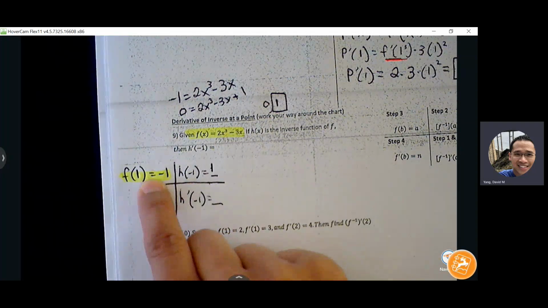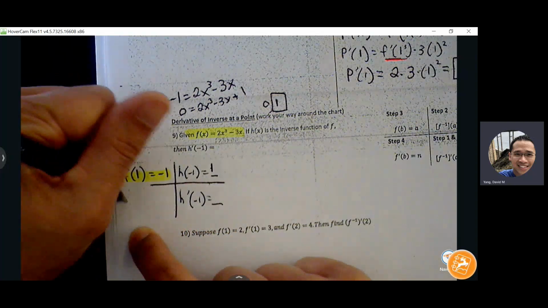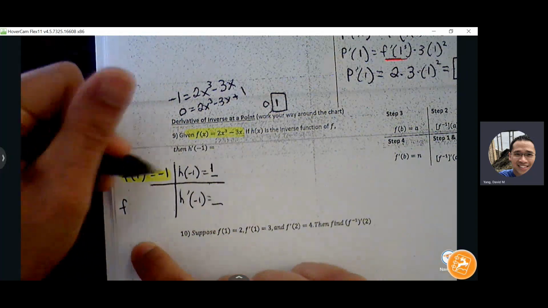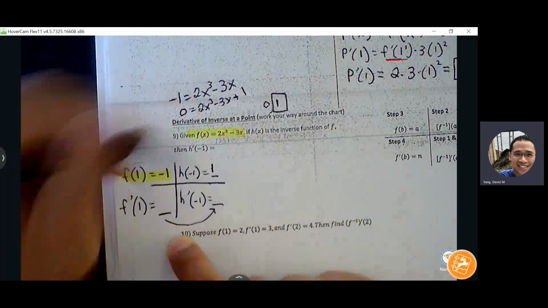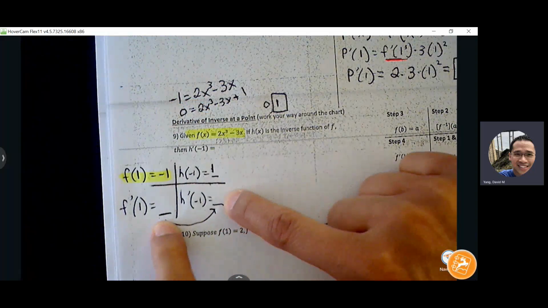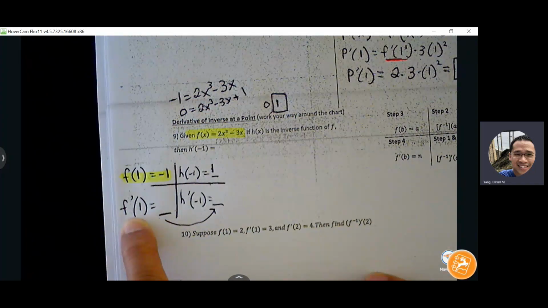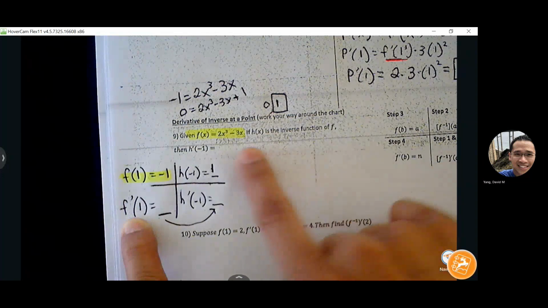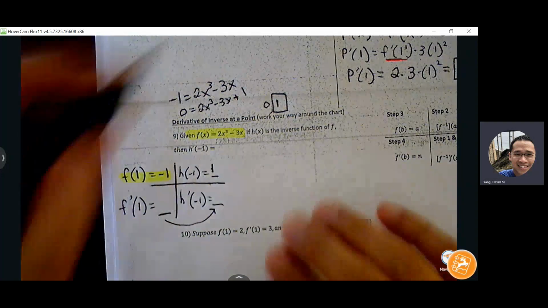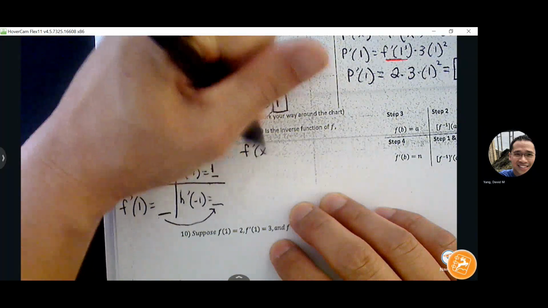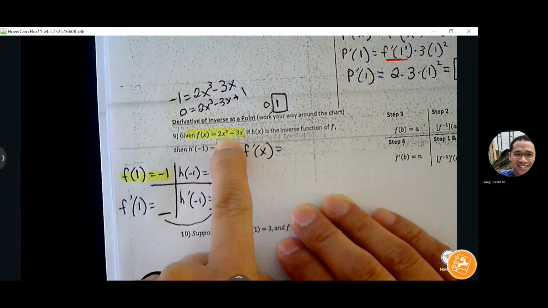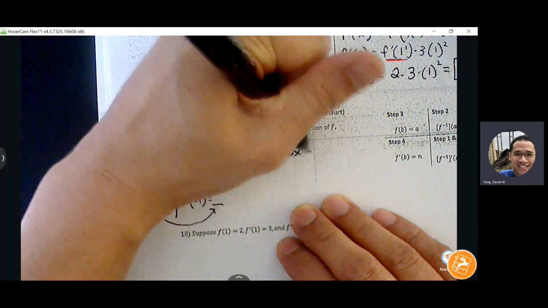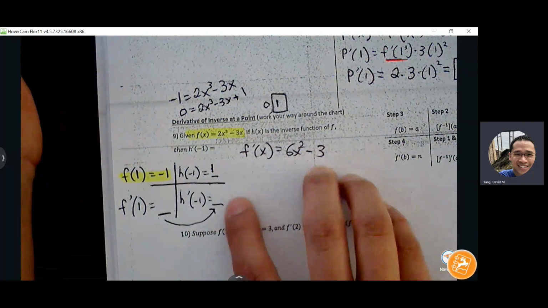So now this is the key that allows me to unlock the information from the slope side, because if I know my ordered pair is 1, -1, then I can find F prime of 1. If I can find the slope of F prime of 1, then that number is going to lead me directly to what I'm looking for. So how can I find F prime of 1? Let's get to the derivative, and then we can evaluate the derivative at 1. Okay, what's the derivative of F of X? 6x squared minus 3. Now I can find the slope of the F graph.